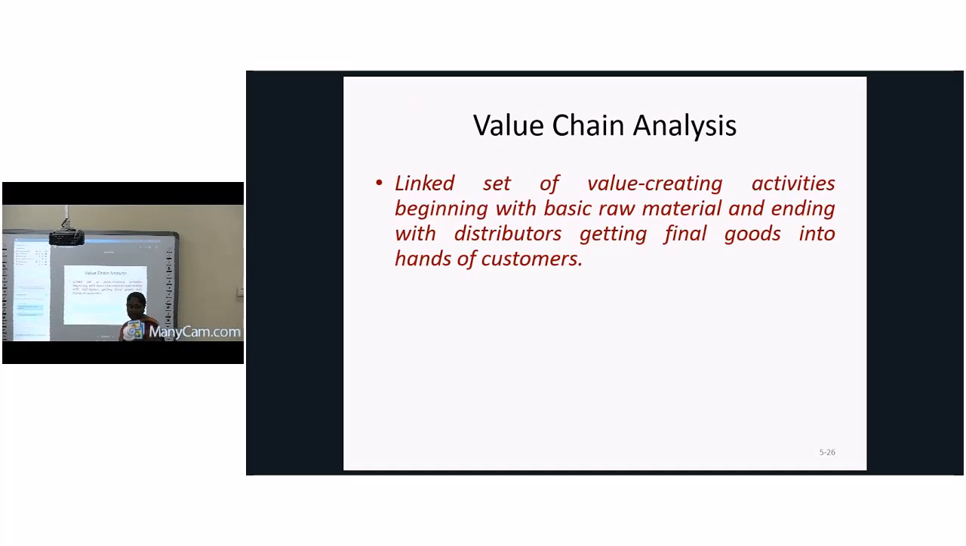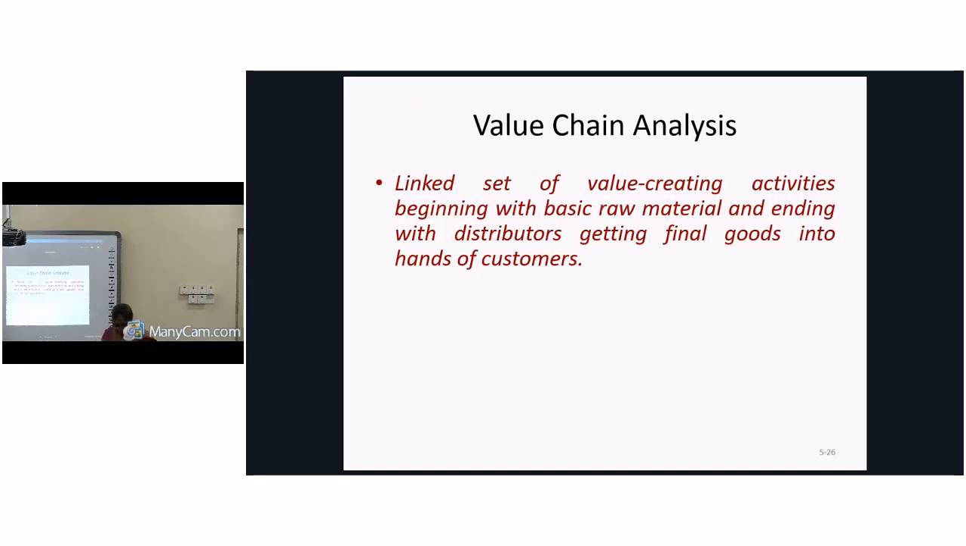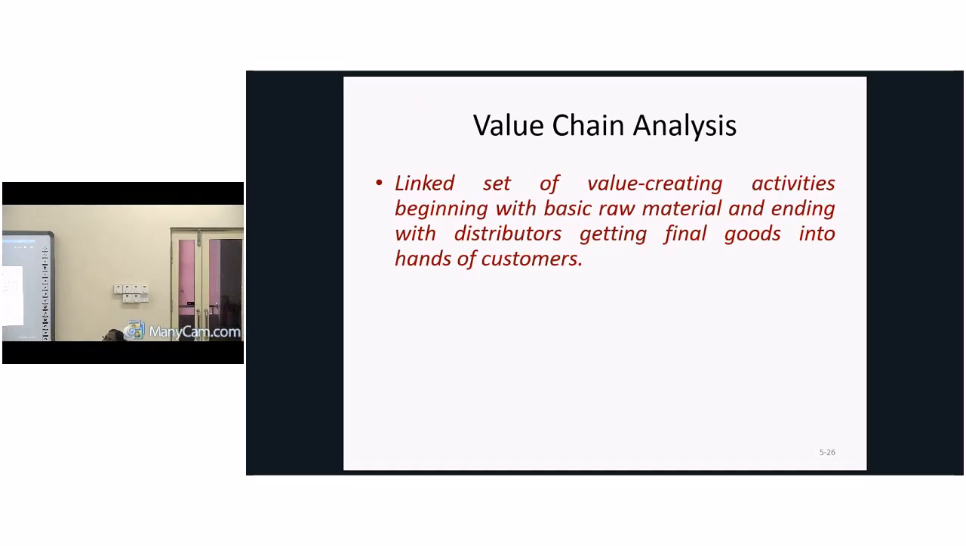This is another way of analyzing the internal environment: value chain analysis. This is another most common way of analyzing the internal environmental factors, how you do internal analysis. So organizational analysis is value chain analysis. It is the most common way of analyzing the internal environment.